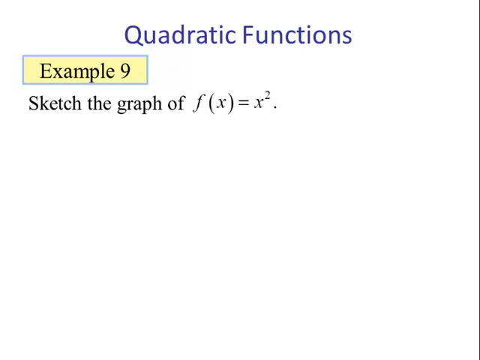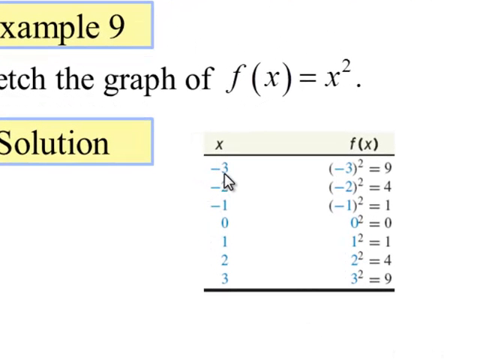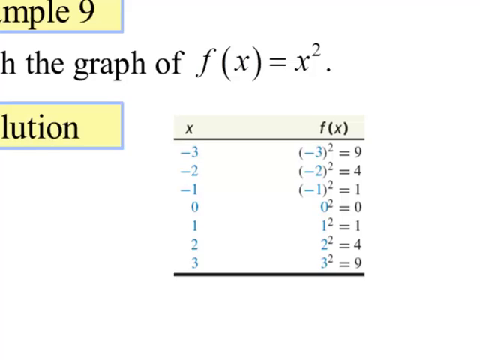Example 9. Sketch the graph f of x equals x squared. This is a quadratic function, so we can make a table of values. It's good to pick some negative numbers, 0, and some positive numbers. Negative 3 squared becomes positive 9 because negative times negative is positive. Negative 2 squared is 4. Negative 1 squared is 1. 0 squared is 0. 1 squared is 1. 2 squared is 4. 3 squared is 9.